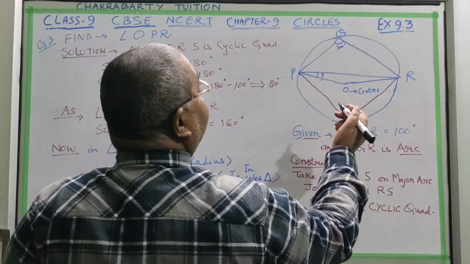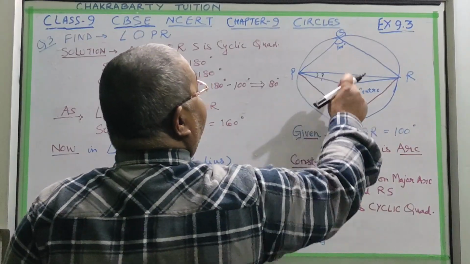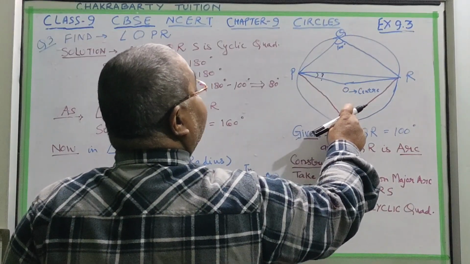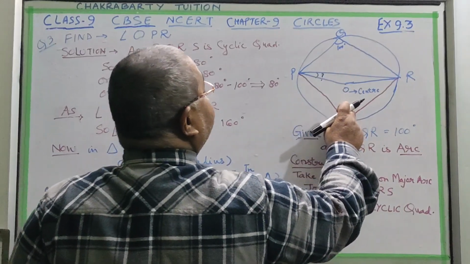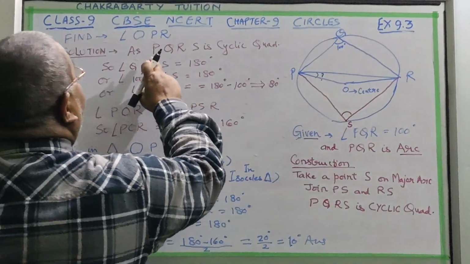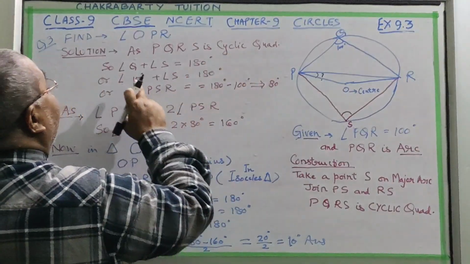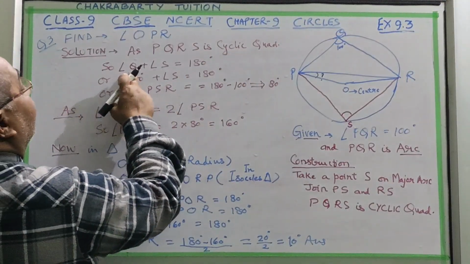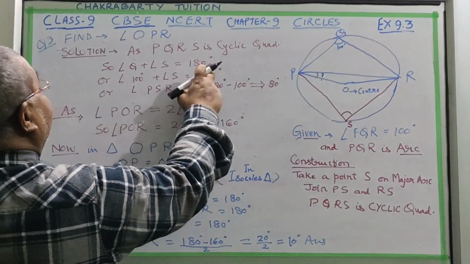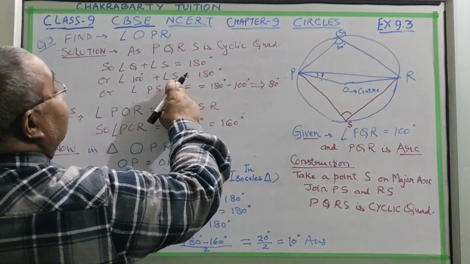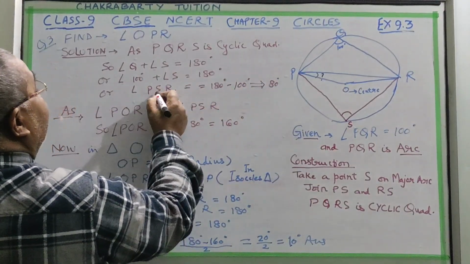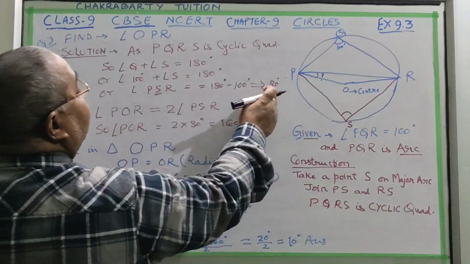So what is the property? Inside this, opposite angles are equal to 180 degree. So if it is 100, you will get an angle of 80 degree here. So this what we are doing. As PQRS is a cyclic quadrilateral, angle Q plus angle S will be 180 degree. Angle Q is 100 degree, so angle S is your 80 degree. So angle S is now equal to the 80 degree.